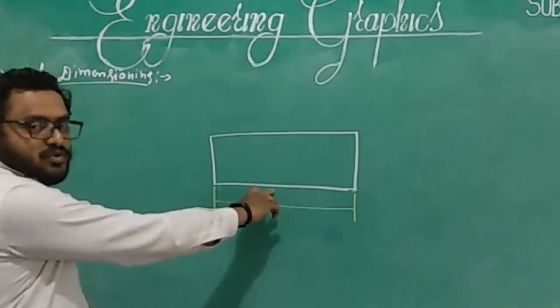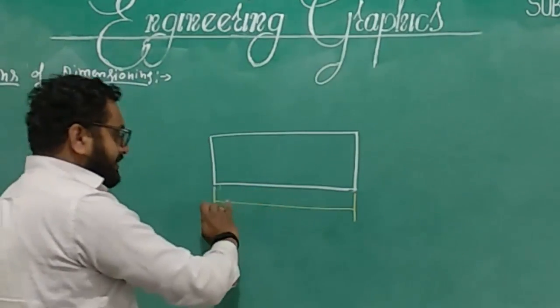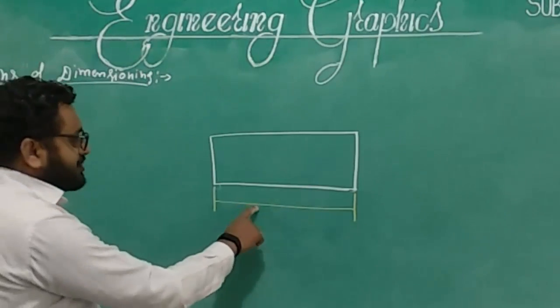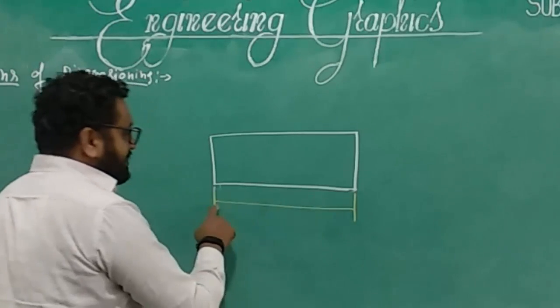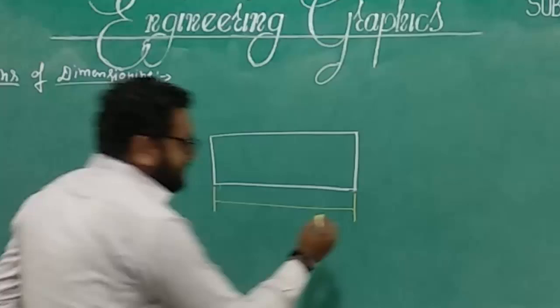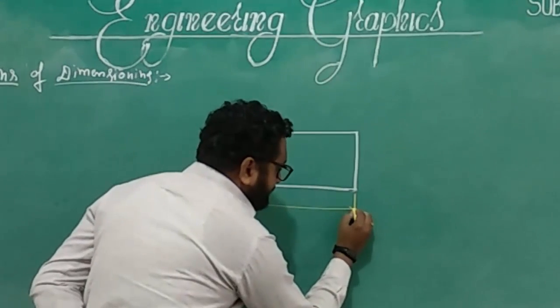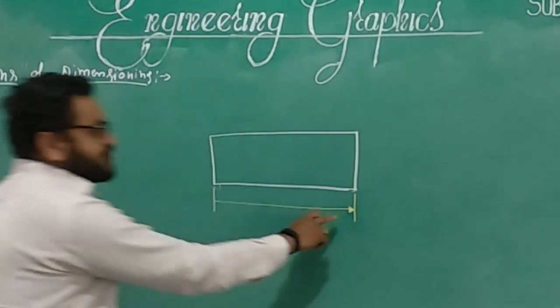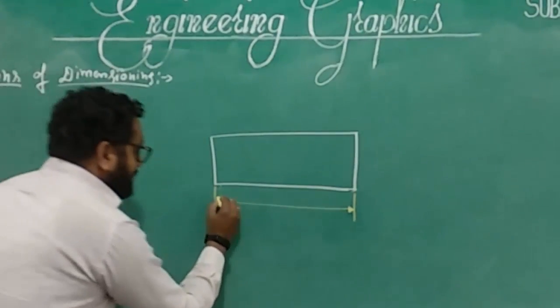The dimension line should be parallel to the line which you want to measure. Okay. Next, after the dimension line, the end of the dimension line should be terminated with the arrow edge. That means the arrow edge should be drawn like this. The arrow edge should be at the end of this dimension line.